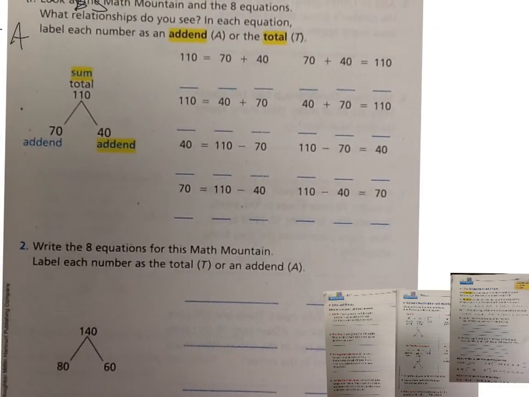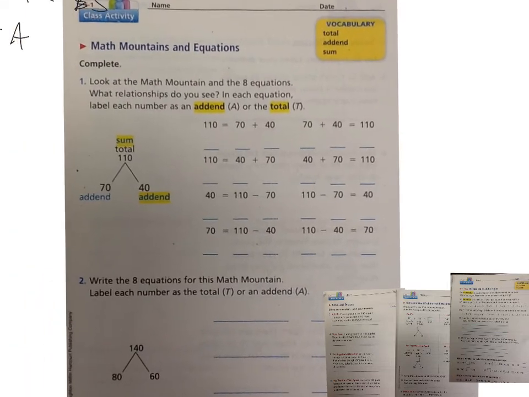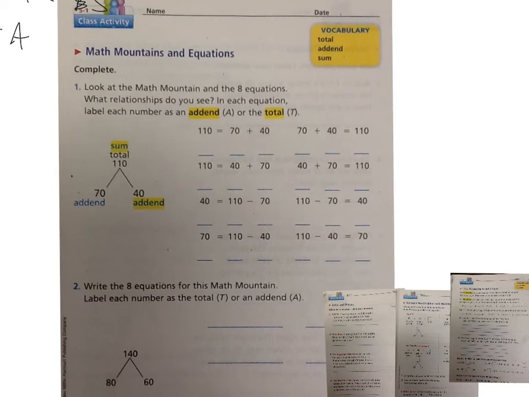Page 259. As much as we've been working on Math Mountains, this should be a really easy lesson. So number 1, look at the Math Mountain and the 8 equations. What relationships do you see? In each equation, label each number as an add-in or a total. So, pretty easy. The total is 110. So wherever you see the 110, you always know it's the total.